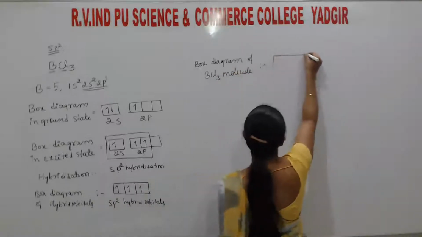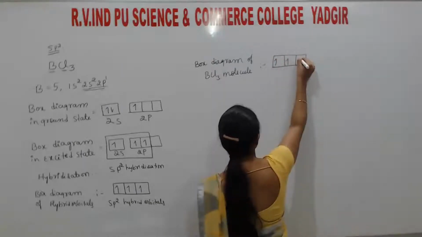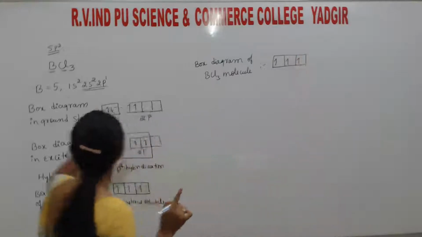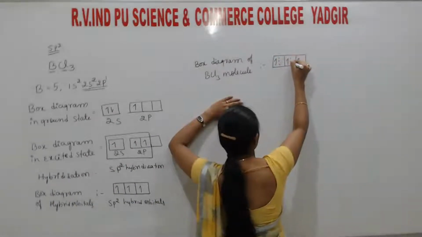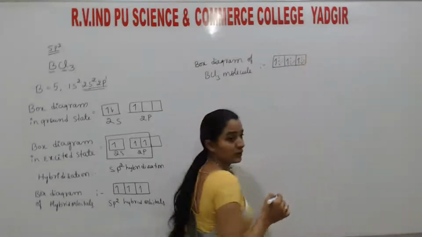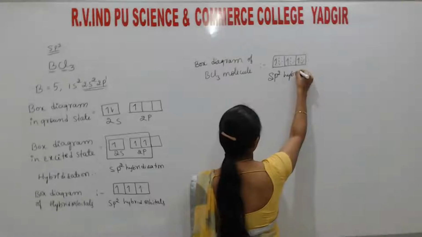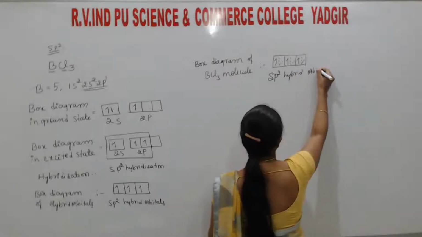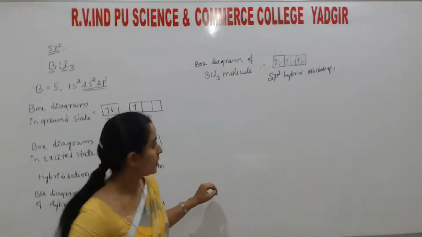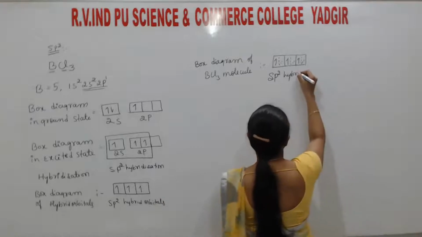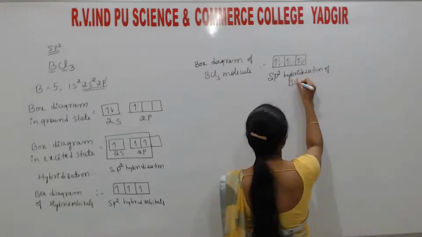Here three bonds are there. In the three bonds, three electrons of boron are present, and to that, three electrons of chlorine are bonded. So these are the sp2 hybrid orbitals of sp2 hybridization in BCl3.